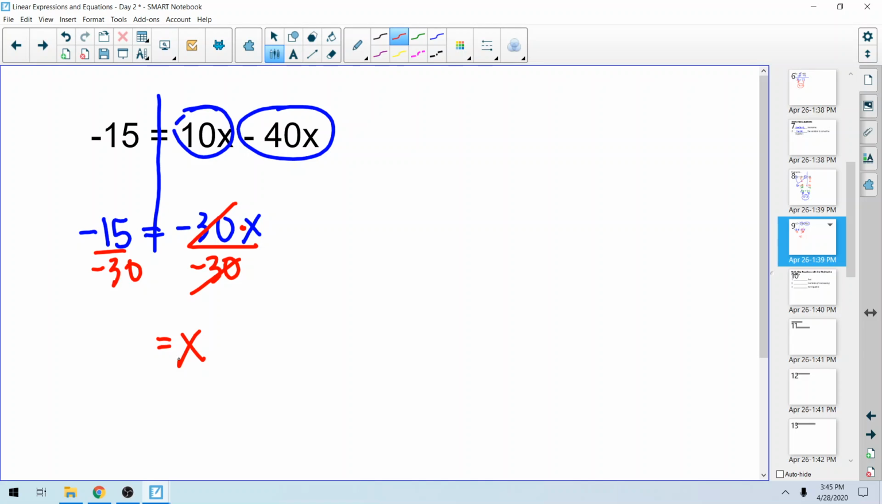And then be careful here. First of all, a negative divided by a negative is a positive, and 15 divided by 30 is 1/2. Or if you really like to, you could write your answer as 0.5, whatever makes you happy.